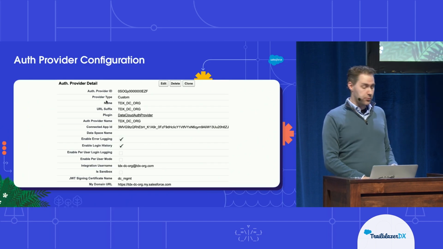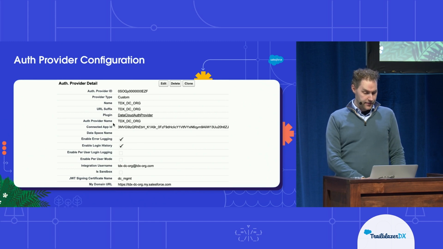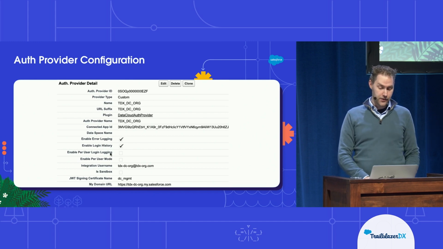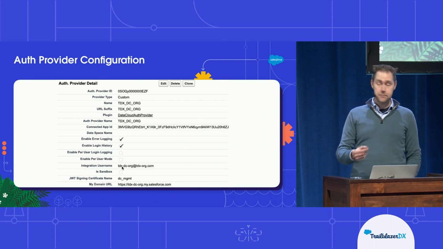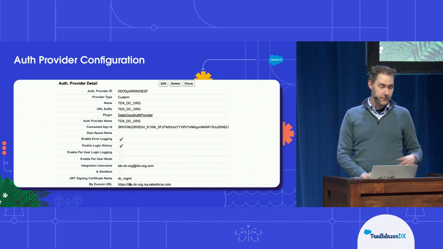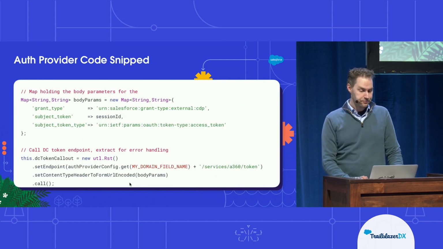Setting up the custom auth provider is really easy to do. All we need to do is give it a name, select our plugin, and give our connected app ID. Optionally, we set some error logging or login history. We give our integration username, so the one user that's authorized to use this integration, a signing certificate, and the My Domain URL. As soon as we have this, we can easily connect and do that token exchange.